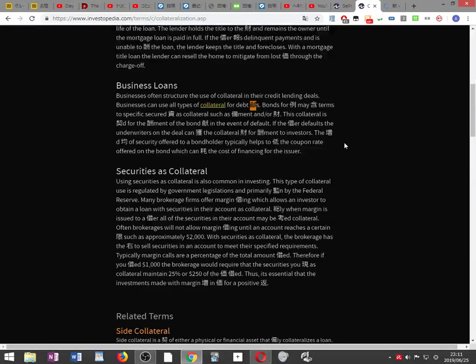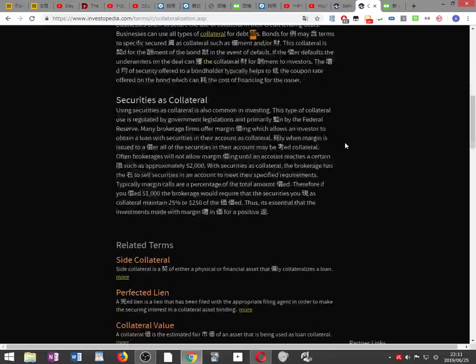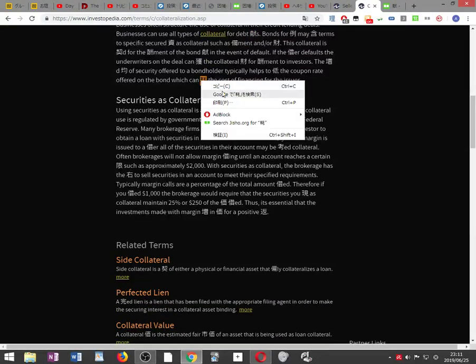The increased level of security offered to a bondholder typically helps to lower the coupon rate offered on the bond, which can lower the cost of financing for the issuer.